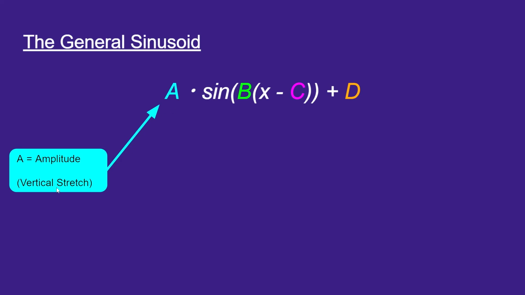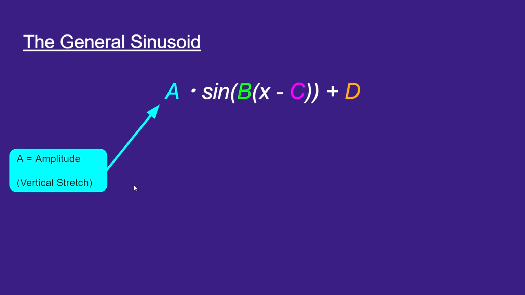And if you guys remember from Algebra 2, learning about transformations of functions, a coefficient in front of my function, so a number that multiplies in front of my function, is known as a vertical stretch. It will make the function stretched vertically. So that is the literal definition of the amplitude, right, guys? Let's look at b here.